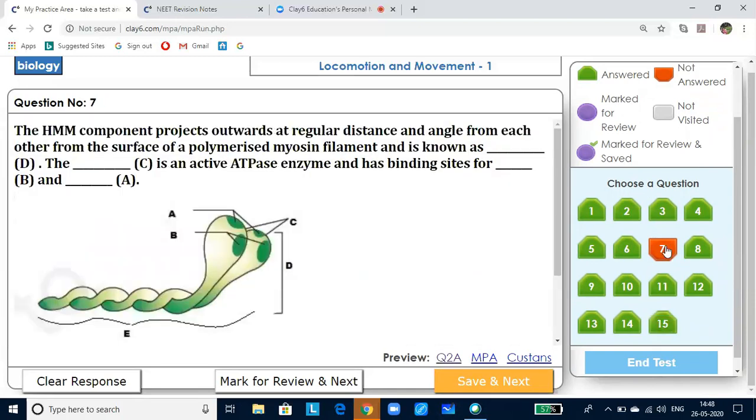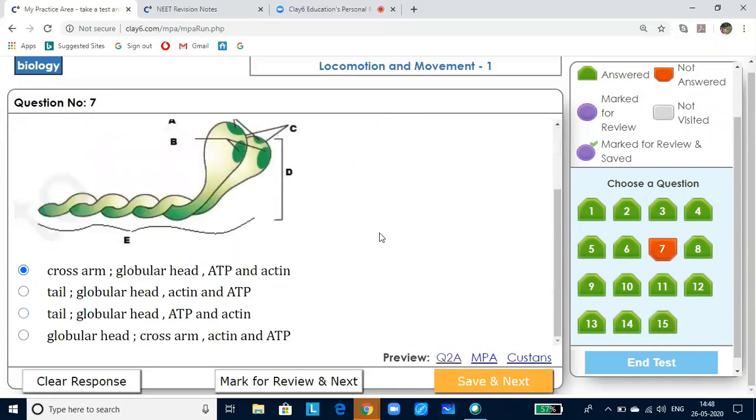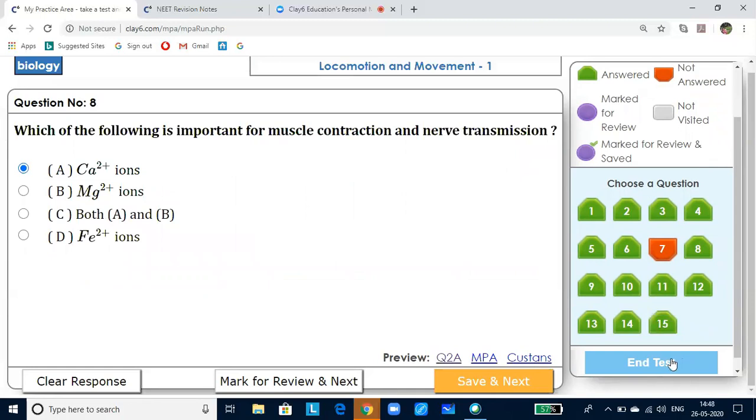Now let us look at the 7th one. It's not taking. Okay, so let me end the test here.